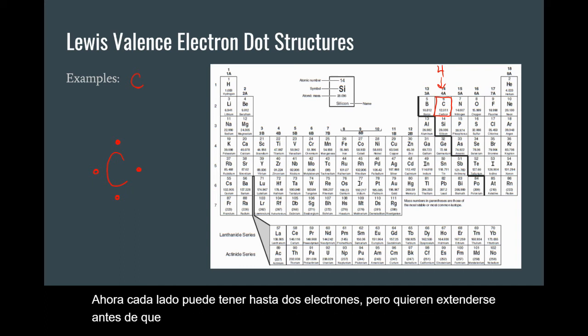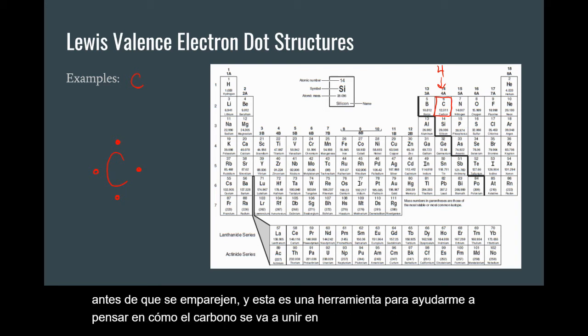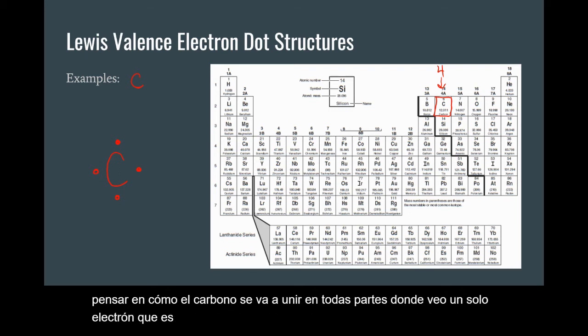And this is a tool to help me think about how carbon's going to bond. Everywhere where I see a single electron, that's a place where carbon can make a bond. So carbon likes to make 4 bonds.